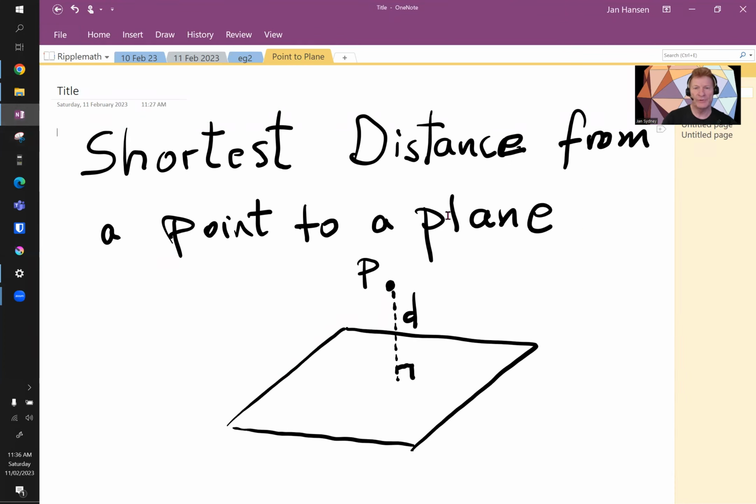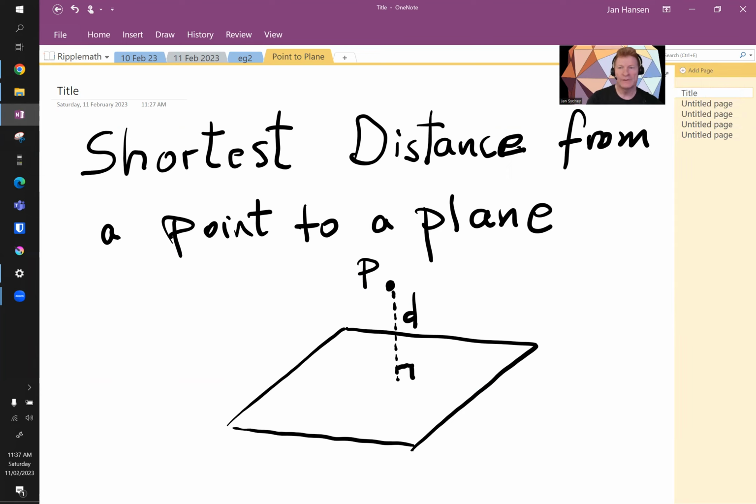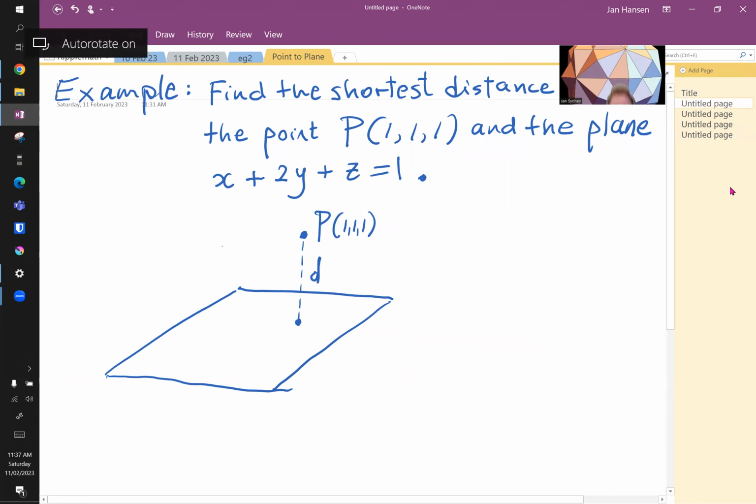So that's the problem: the shortest distance from a point to a plane. We're given the point and the equation of the plane, and we're going to work out what to do there. Let's go. I've written the question out here more specifically with numbers.